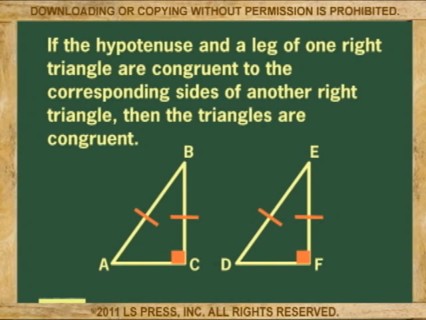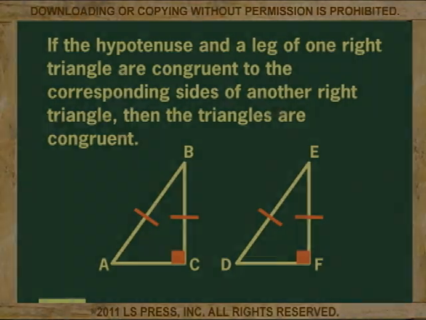If the hypotenuse and a leg of one right triangle are congruent to the corresponding sides of another right triangle, then the triangles are congruent.